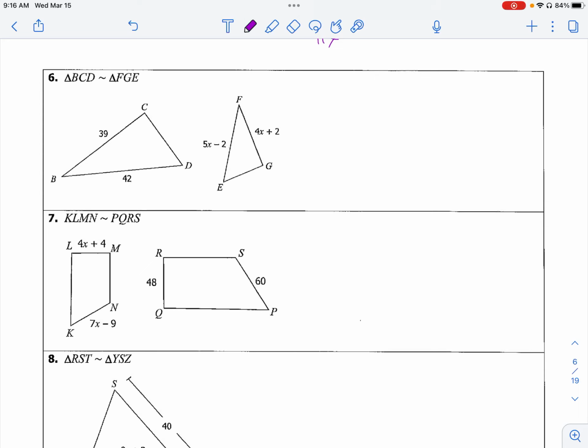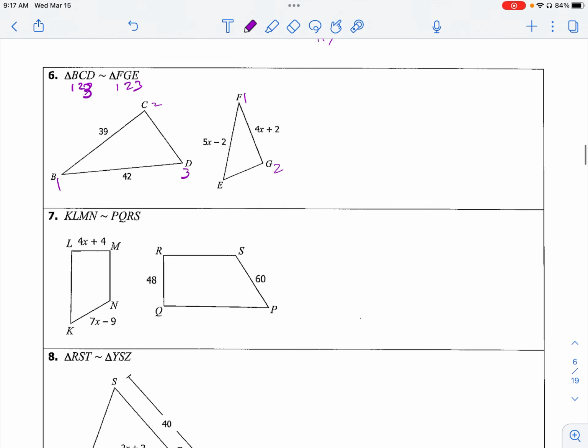All right, let's keep going. So number 6, BCD, 1, 2, 3, triangle FGE, 1, 2, 3. So B is 1, C is 2. That's not a very good 3. D is 3. F is 1. G is 2. E is 3.